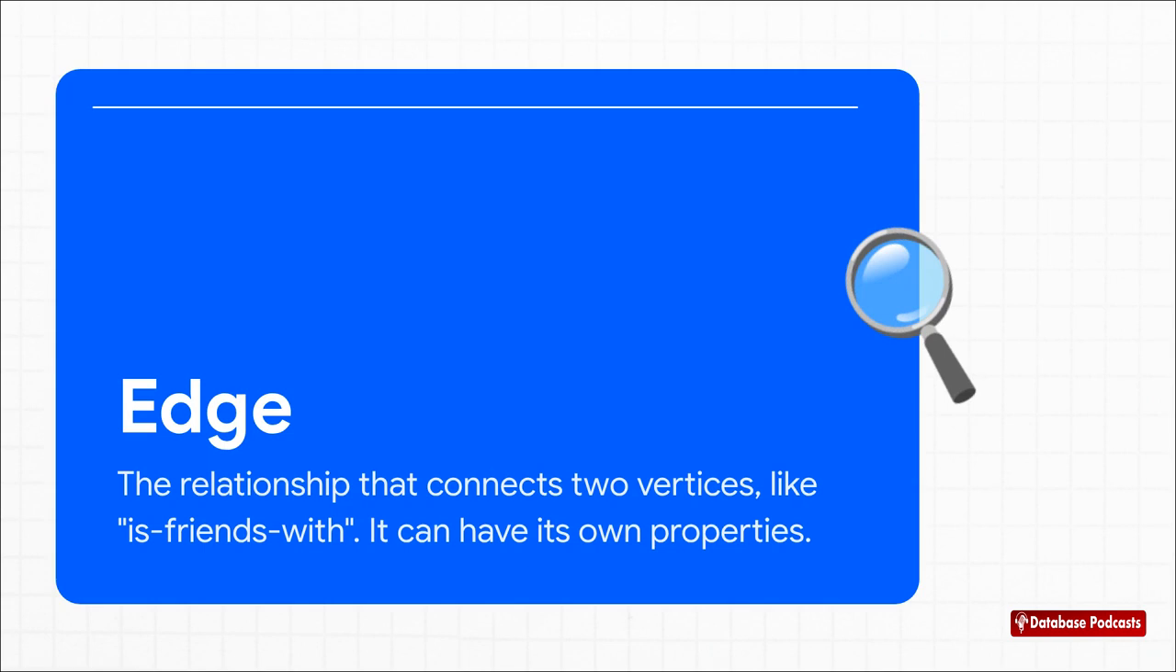So, if vertices are the what, then edges are the how. An edge is the actual relationship that connects two vertices. It's the is friends with link, or the like status action. And this is really important. The edges themselves can have their own data, like a rating or a timestamp.